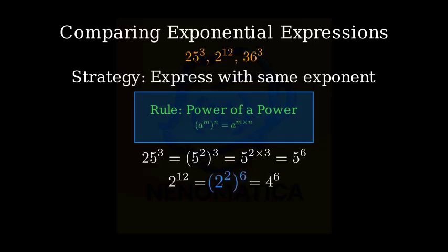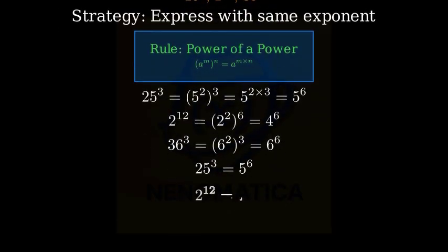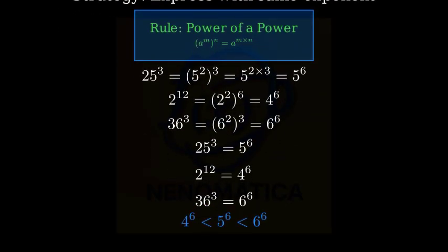Next, for 2 to the 12th power, we can rewrite it as 2 squared to the 6th power. 2 squared equals 4. So this is 4 to the 6th power. Finally, for 36 cubed, 36 is 6 squared. So 36 cubed is 6 squared cubed, which equals 6 to the 6th power. Now we have each number expressed as something to the 6th power. 5 to the 6th, 4 to the 6th, and 6 to the 6th.